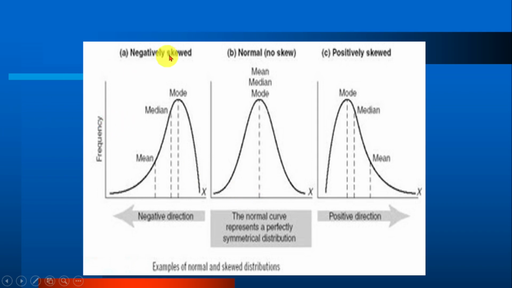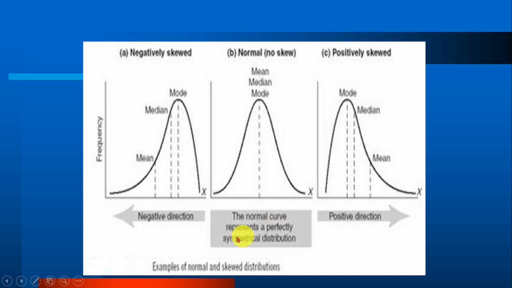So here is the negatively skewed distribution, you can see the mean, median and mode. The mean is less than the median and the median is less than the mode. On the positively skewed one, you can see here the mean is greater than the median, and the median is greater than the mode. So here are the negative and positive distributions. Here, the normal distribution is this curve.